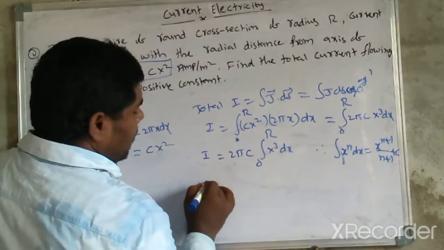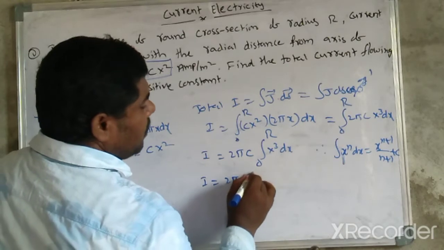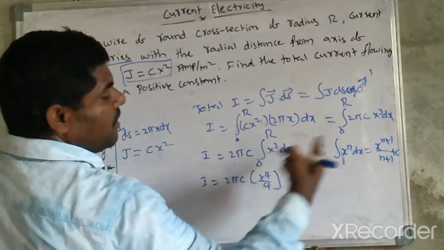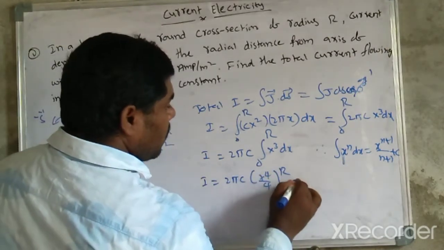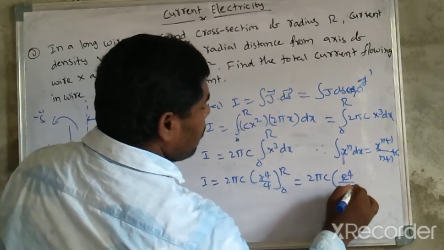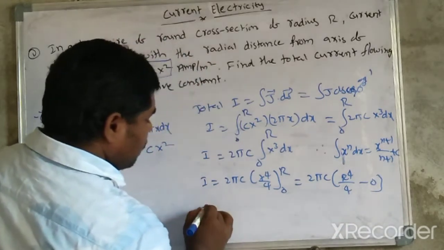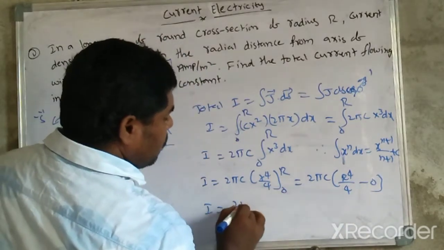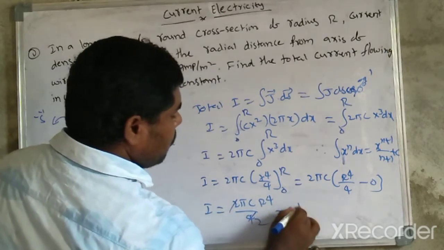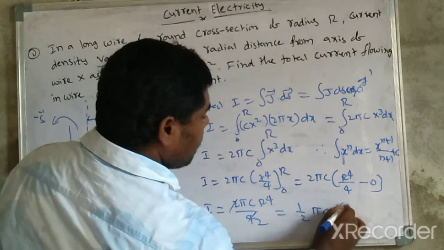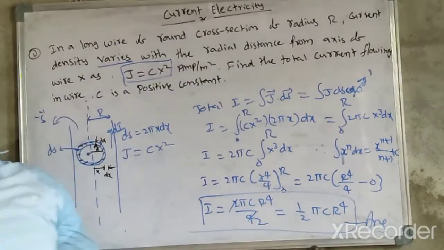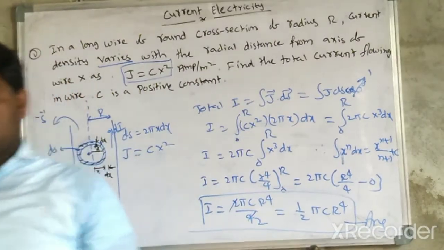So according to this formula, the current I is equal to 2 pi c into x power 4 by 4. Here n is nothing but 3, plus 1 gives x power 4, limits 0 to r. So higher limit minus lower limit: r power 4 divided by 4 minus 0. So this current I is equal to 2 pi c r power 4 by 4, that is equal to 1 by 2 pi c r power 4. This is the answer to the question.